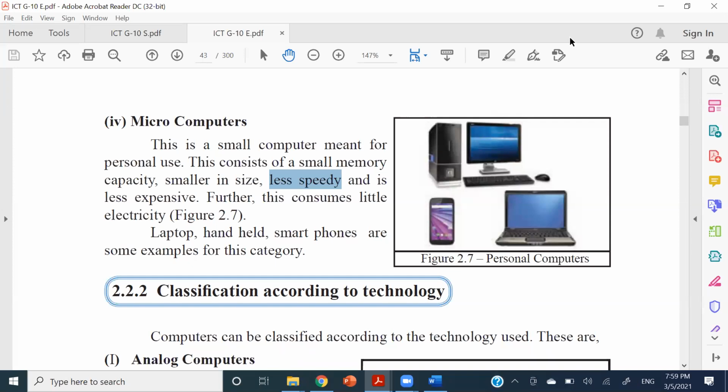Dilmi, I'll come to your question. And less expensive. Then consume little electricity. And as the examples, write this: laptop, handheld, smartphones as the examples.